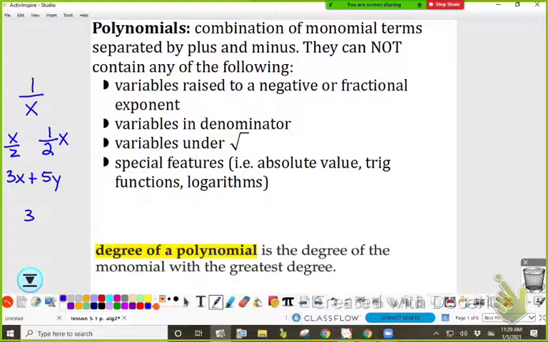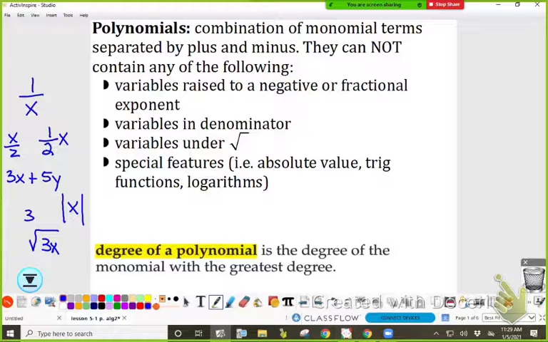And you cannot have variables underneath the radical. You can have a radical, so if you had radical 3, that's fine. But if you had radical 3x, where x is under the radical, then it is not a polynomial. And then you can't have any special features, which you probably won't see. Some of these you don't even know yet. Absolute value, trig functions, and logarithms. The only one that you know is absolute value. The absolute value looks like this. So if you saw an absolute value of a variable, then it's not a polynomial.